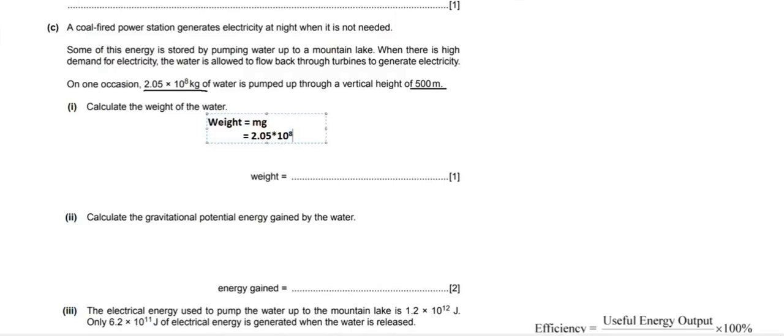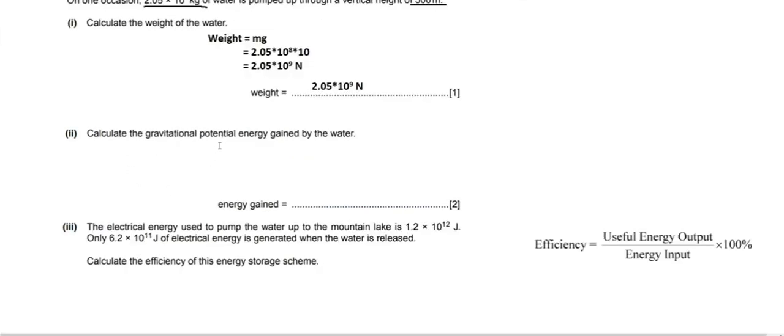Multiplying by gravity, which we take as 10, we just multiply this number by 10, and we get 2.05 multiplied by 10 raised to 9. Newton is the unit of weight, since weight is a type of force, nothing else. So I will write that again: 2.05 × 10^9 Newton. This is the way we can answer the A part.